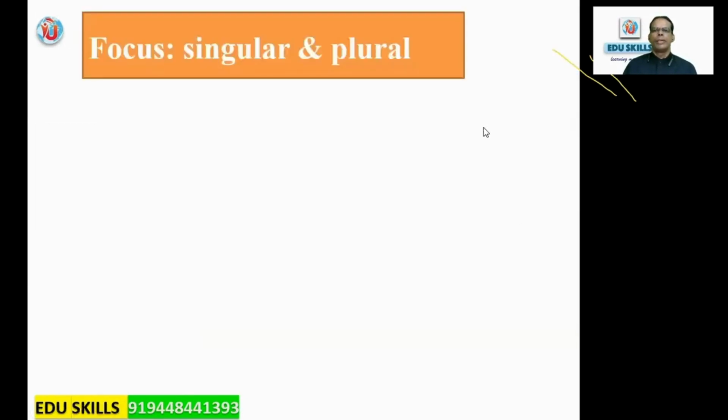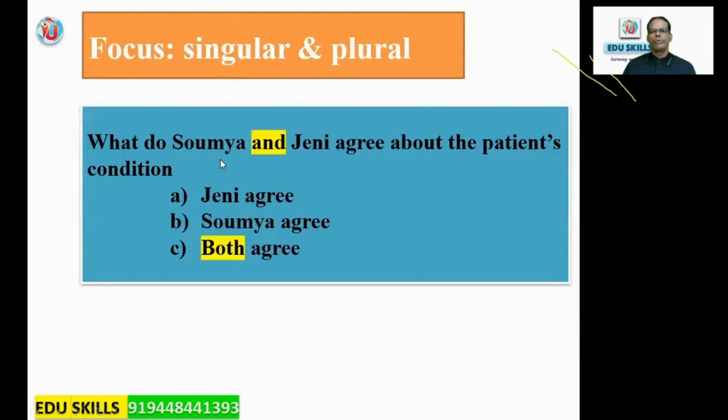And focus on singular and plural. For example, what do Soumya and Jenny agree about the patient's condition? Now there is a conjunction. It's plural, Soumya and Jenny. So the answer option, "Jenny agree," cannot be right. "Soumya agree" cannot be right. Those are the traps they will give you.